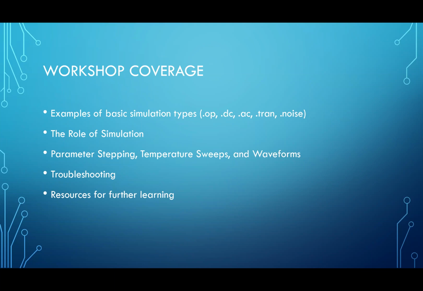Okay, so what we're going to cover: basic simulation types, .op for operating point, .dc for DC transfer, .ac for AC simulation, .tran for transient, and .noise for noise simulation. We're going to talk about the role of simulation within design flow, parameter stepping, stepping parameters and temperature, and viewing waveforms and so forth. We're going to discuss troubleshooting, and some resources for further learning.